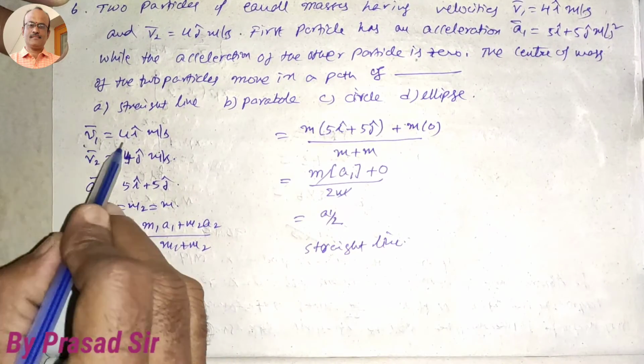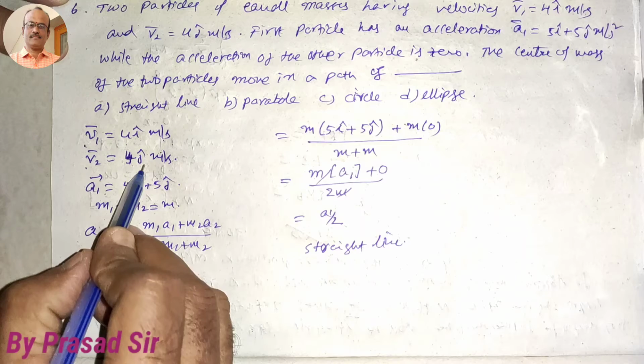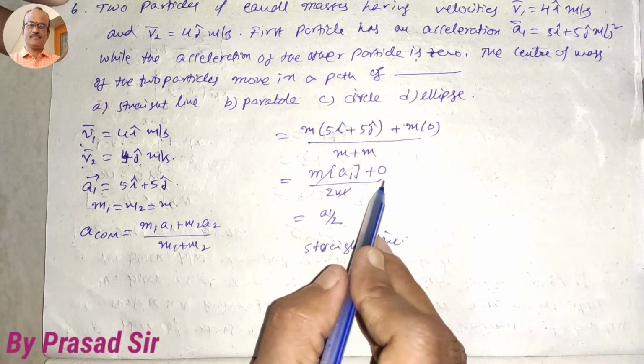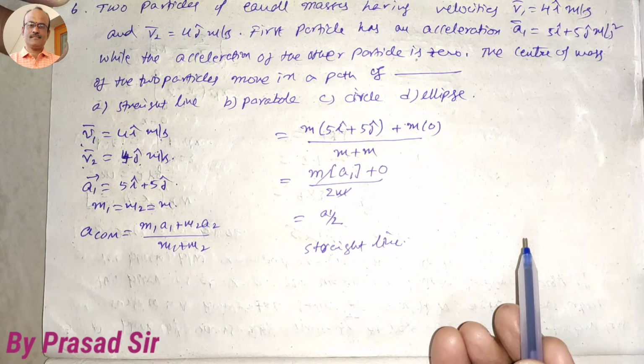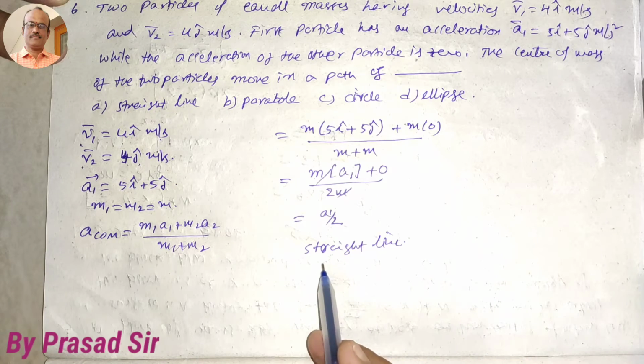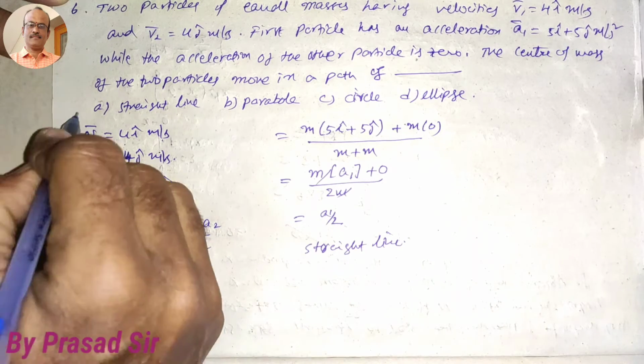Straight line. So v1 equal to 4i cap, v2 is equal to 4j cap. The other particle's acceleration is 0. So the acceleration being constant, that means the path must be a straight line. So which option is it? A, correct.